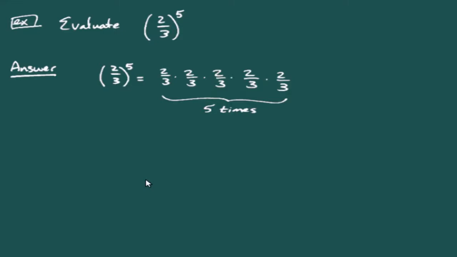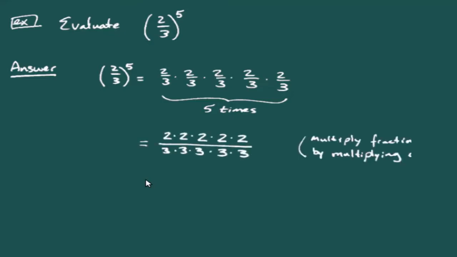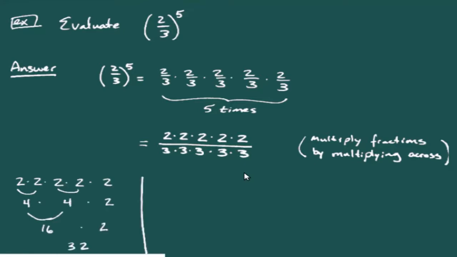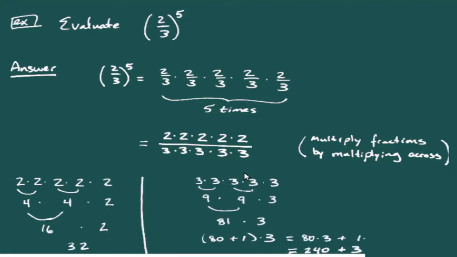And now we stop to remember, well, how do we multiply fractions? Well, we multiply fractions straight across. So we're multiplying numerators, we're multiplying denominators. So we get 2 times 2 times 2 times 2 times 2 over 3 times 3 times 3 times 3 times 3. And over here is a little bit of scratch work so that you can see how we come up with that.